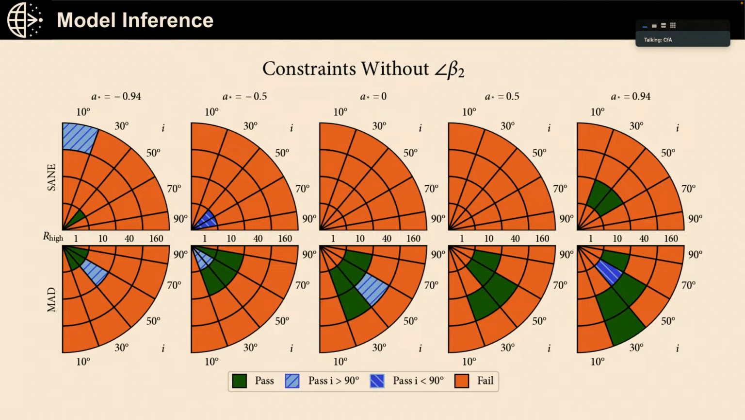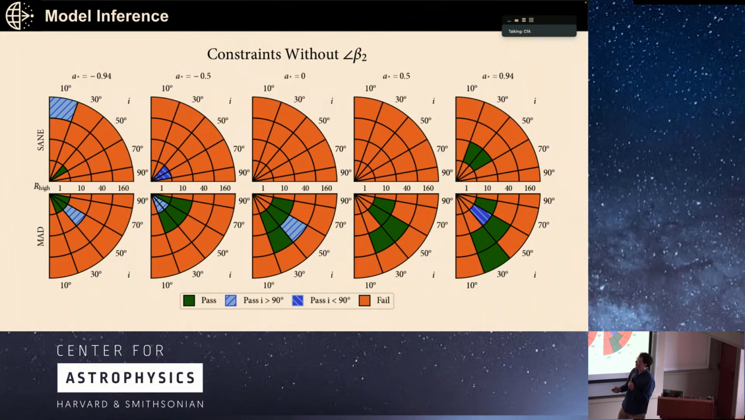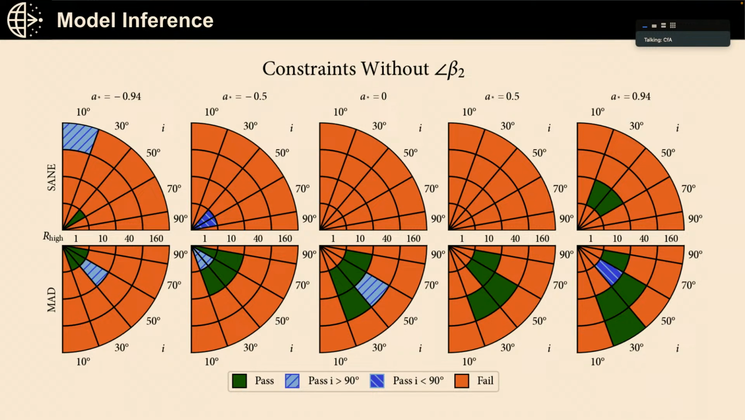I'm going to show you several of these plots, so it's worth telling you how they work. We call these pizza plots for obvious reasons. They're pizza slices. The top row are all the SANE models. The bottom row are all the MAD models. As you go azimuthally along the crust of the pizza, you're viewing from face on at 10 degrees all the way to edge on at 90 degrees. The radial slices here tell you this R high parameter.